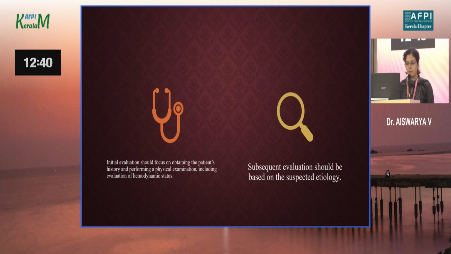So, for a family physician, the initial evaluation should focus on obtaining the patient's history and performing a physical examination, including the evaluation of hemodynamic status. Subsequent evaluation should be based on the suspected etiology.